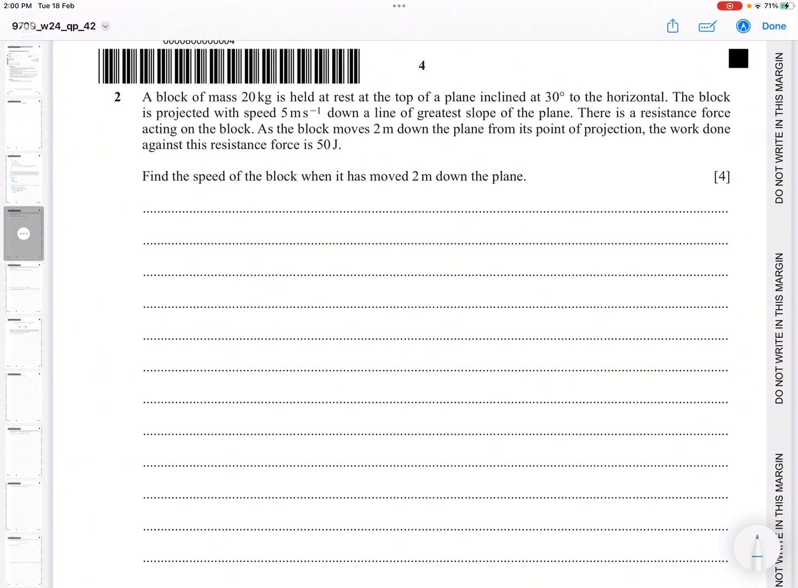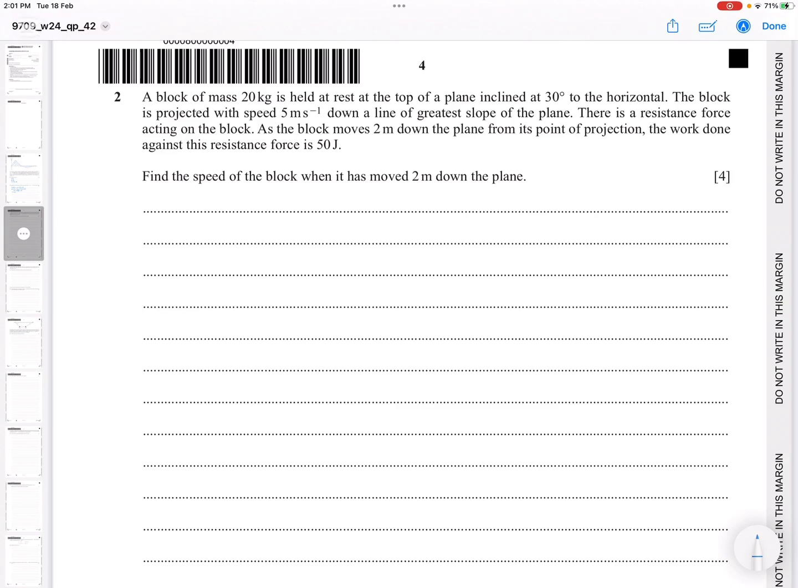Question number 2. A block of mass 20 kg is held at rest at the top of a plane inclined at 30 degrees to the horizontal. The block is projected with speed 5 meters per second down a line of greatest slope of the plane. There is a resistance force acting on the block. As the block moves 2 meters down the plane from its point of projection, the work done against this resistance force is 50 joules. Find the speed of the block when it has moved 2 meters down the plane.